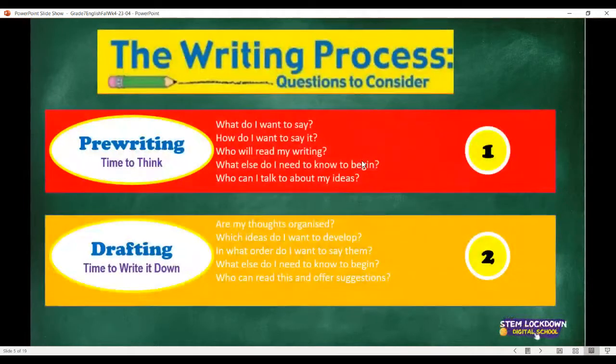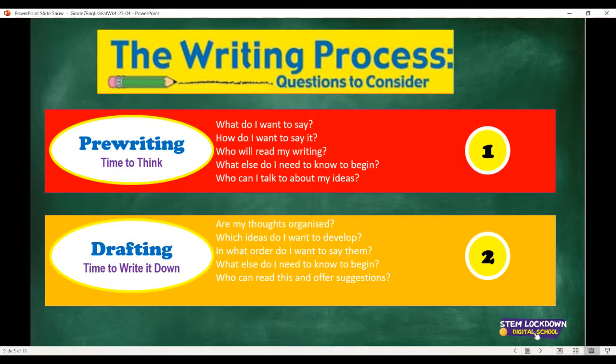Okay, so now there is always a writing process. Now the writing process we follow, we actually apply to all our writing. So even though some of the questions won't fit with our advert, there are questions in this process that will. Okay, so your pre-writing is when you're thinking, when you're doing your brainstorming, when you're doing your mind map. Okay, what do I want to say? What do I want to talk about? What product or service do I want to talk about? How do I want to say it?